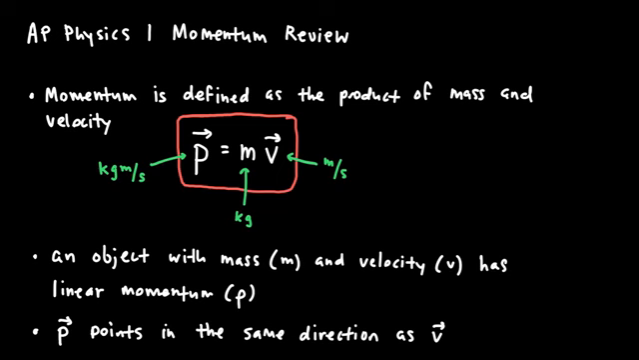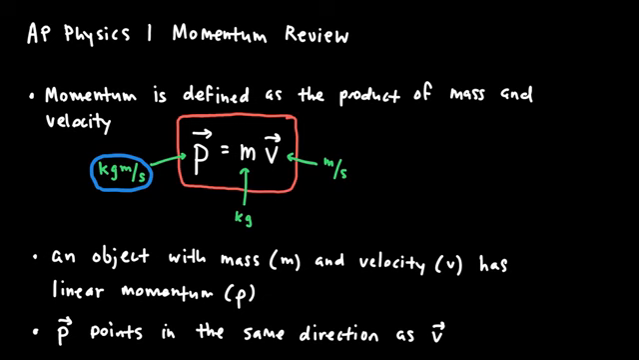This video is a review of momentum for AP Physics 1. We define momentum as the product of mass and velocity. So when mass is measured in kilograms and velocity is measured in meters per second, that means that momentum has the ugly units of kilograms times meters per second, or kilograms meters per second.